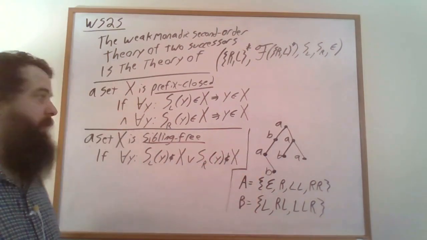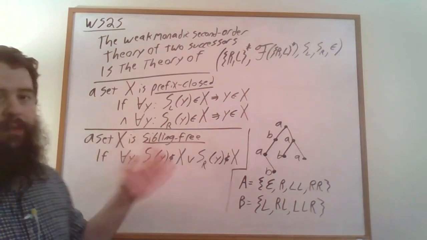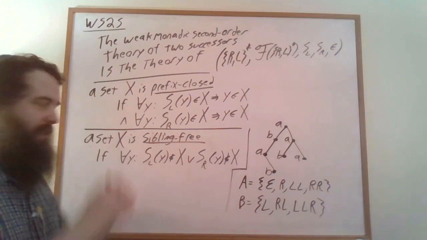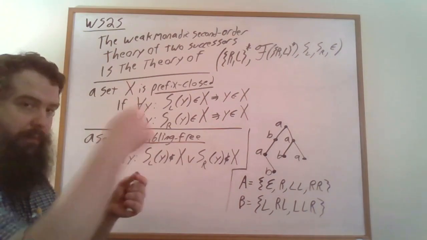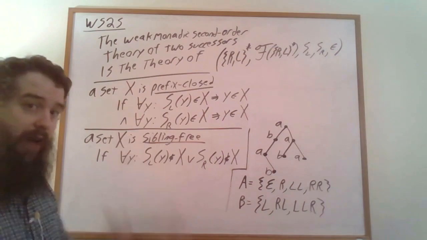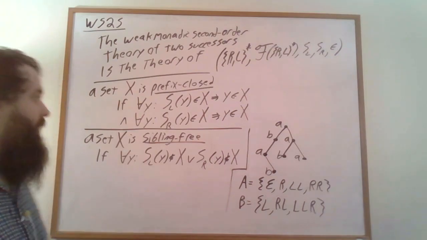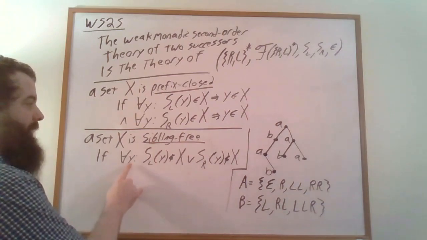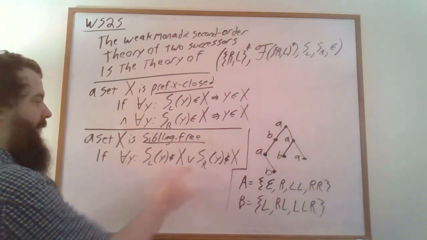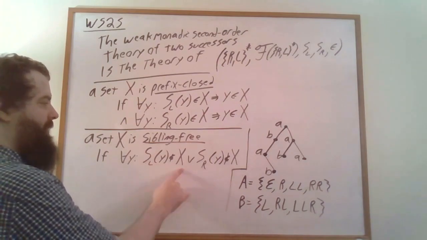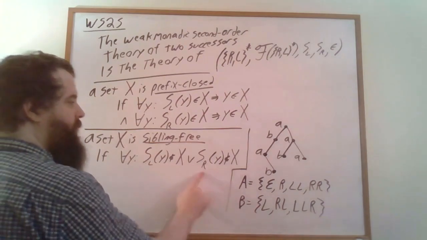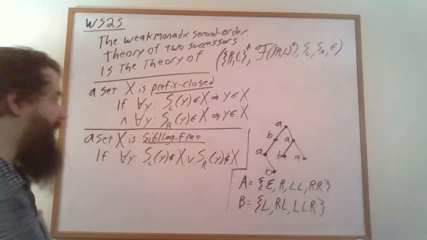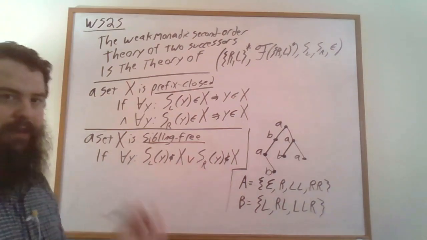We can also express that a set of positions is sibling-free. That is, if the left child of a node is in the set, then the right child of the parent node is not in the set, and vice versa. We can express this as follows. For any node y, for any parent y, it's either the case that its left child is not in X or its right child is not in X. We can't have both. We can't have both the left child and the right child in X.